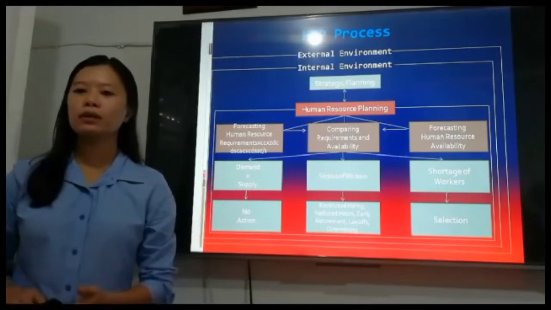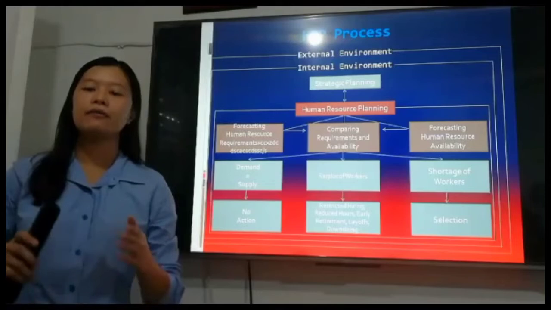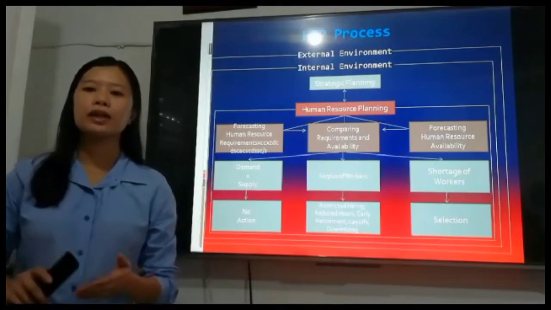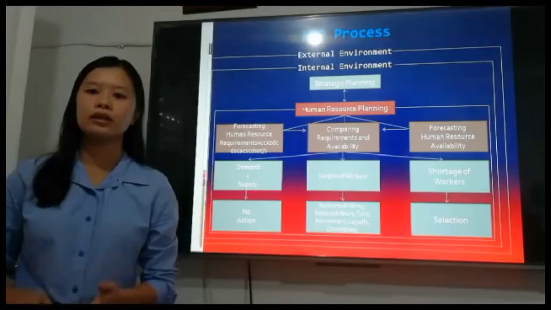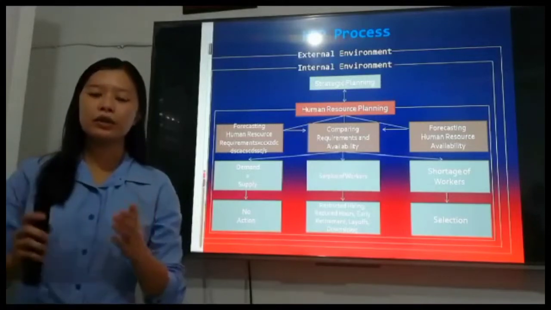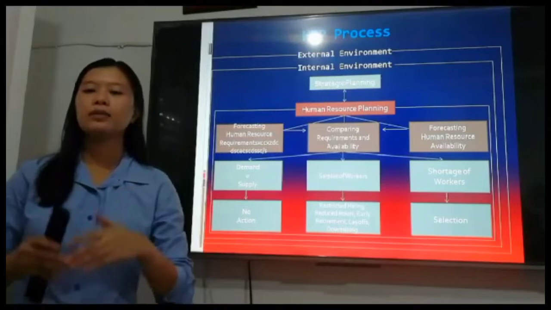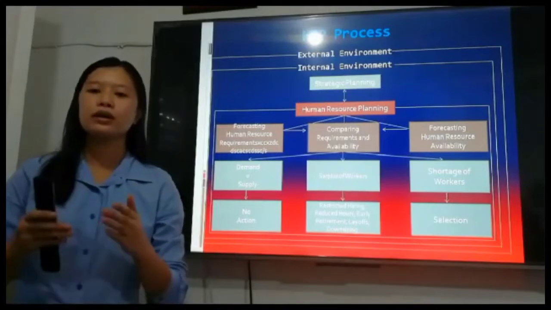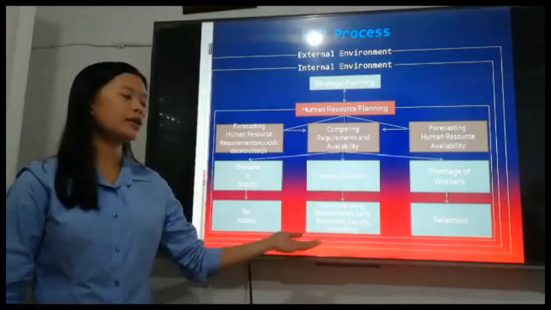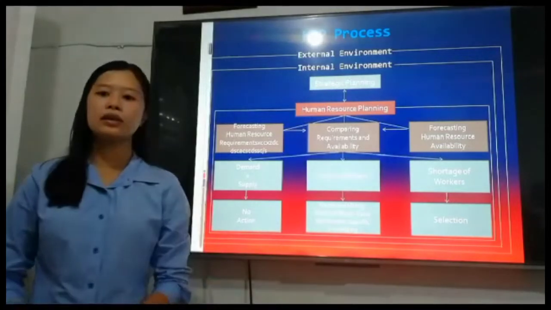When employees' requirements and availability have been analyzed, the firm can determine whether it will have a surplus or shortage of employees. Ways must be found to reduce the number of employees if a surplus is projected. Some of these methods include restricted hiring, reduced hours, early retirement, layoffs, and downsizing.